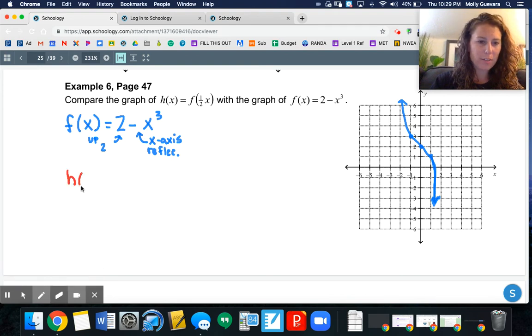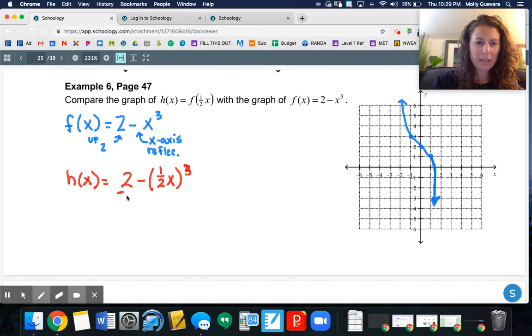Now, h of x says h of x is the same thing as, hey, I'm going to plug 1/2 x in for f. So here's f, right? Instead of x, it's going to be 1/2 x. So I have 2 minus 1/2 x cubed. All I did was, instead of x cubed, it's 1/2 x cubed.